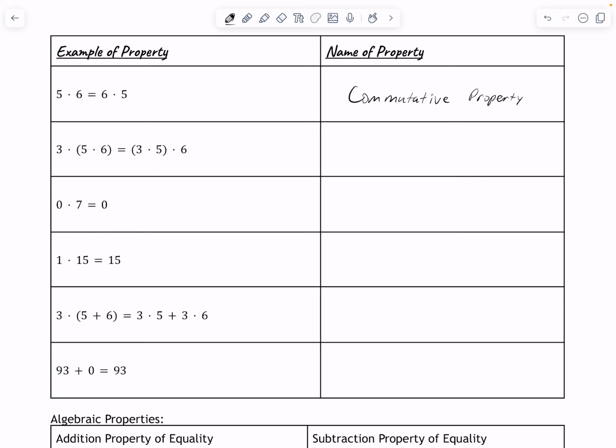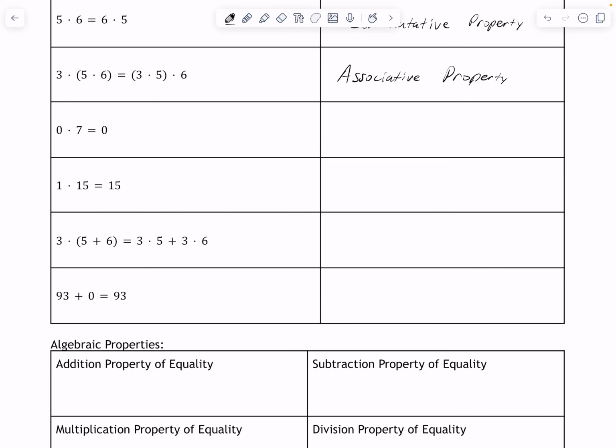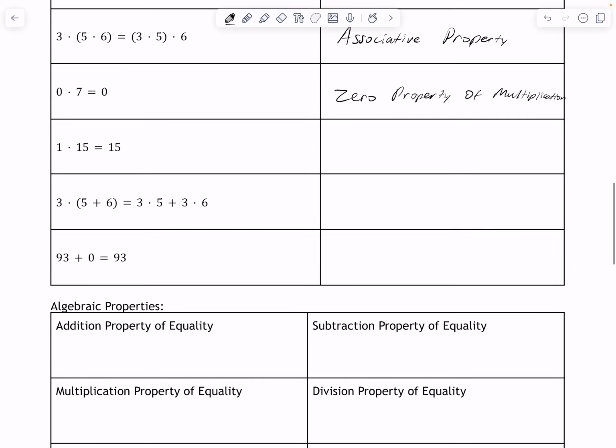Now, for the next one you see that the 3, the 5, and the 6 are actually in the same order on both sides of the equation, but the parentheses have changed. So when we change the parentheses, it does change the order in which we do it, but we call this the associative property. Okay, now this next one we have 0 times 7 equals 0. This is the zero property of multiplication. The idea being that if you multiply anything times 0, you will get 0.